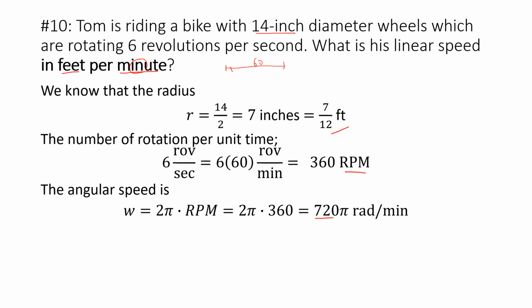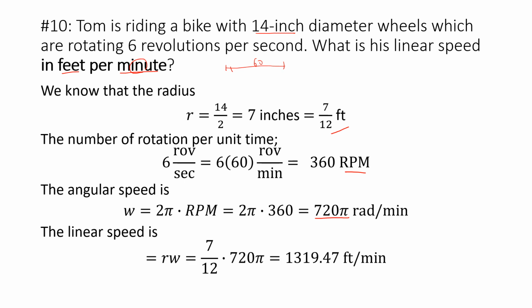This is the angular speed. Then linear speed is angular speed times radius. So radius 7 over 12 times angular speed 720 pi. If you plug it into your calculator including pi, it is approximately 1,319.47 feet per minute. This is our answer.